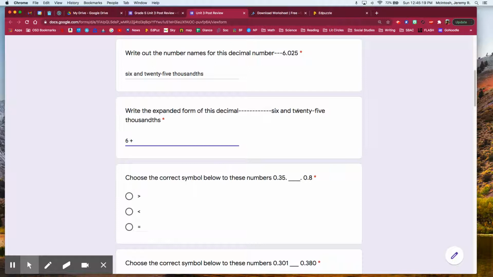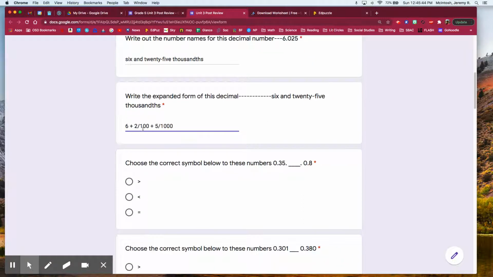The next place value is the 20, and the 2 of the 20 is in the hundredths place. So how we write that is 2 hundredths, 2 over 100, plus our 5 thousandths. So we write that as 5 over 1,000. I'm not putting a comma in there, Clark. Okay, so 6 plus 2 hundredths plus 5 thousandths. That's all we have to do. We're done with that one.